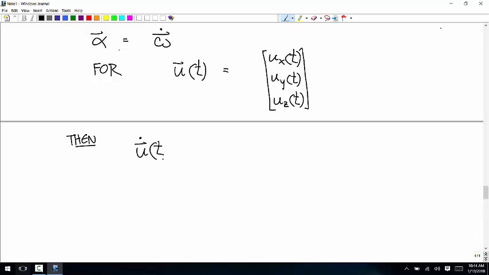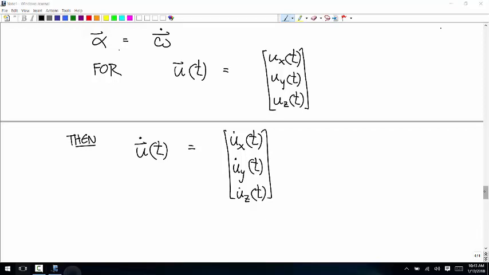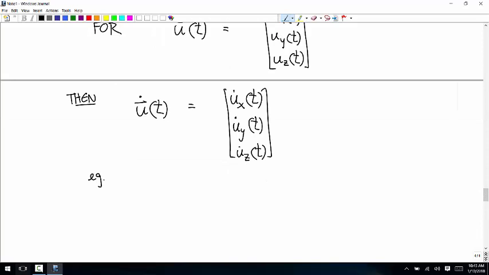Then u dot, the vector u dot, is just equal to the vector where you take the time derivatives of each one of the components. So this is ux dot, uy dot, uz dot. So for example, if you have the vector 2t, t, negative 10, and you want to take the time derivative of that, you just get the vector 2, 1, 0.